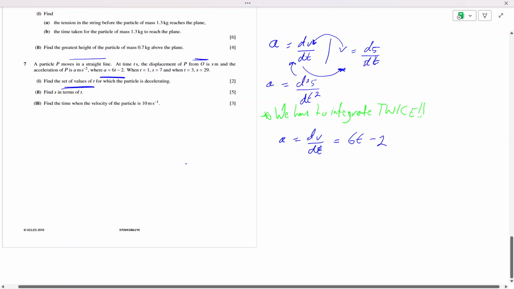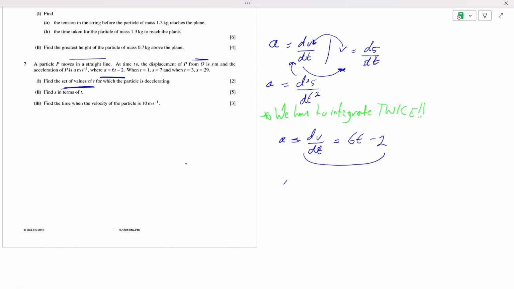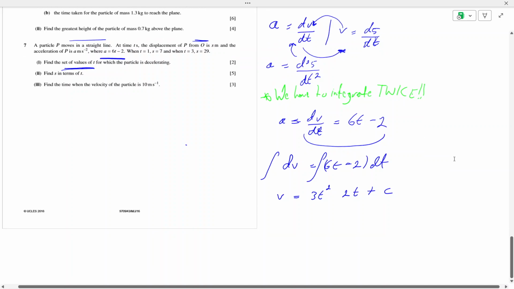Then I'll solve this simple DE, separation of variables. This becomes dv is equal to 6t minus 2 dt. Integrate both sides. I'll get v is equal to 3t squared. Add the power, then divide. Same here, it's 2t. Get the power of t to the power of 1, then divide by 1, you just get 2t, then plus the constant of integration. Do not forget that. Okay, right.